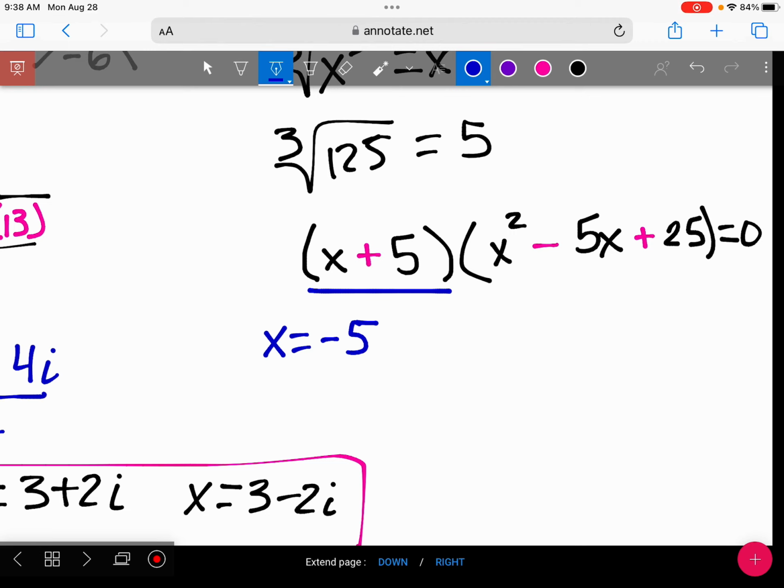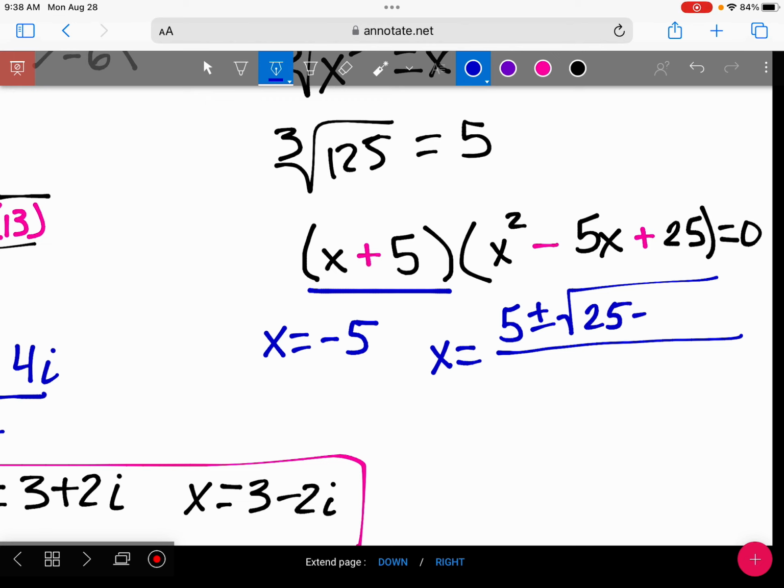Can we factor that? So what do we do? Quadratic formula. So x equals the opposite of b, which is going to give us a positive 5, plus or minus the square root b squared, 25, minus 4 times a times c. 4 times 1 times 25 is 100.